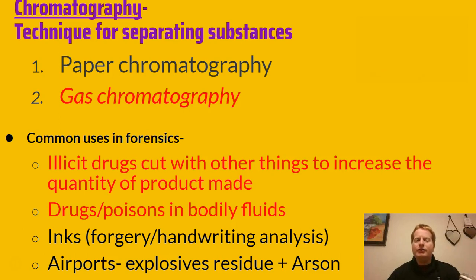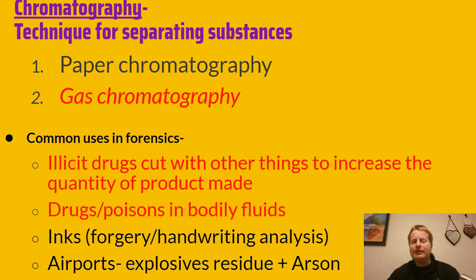It's also used to separate out the mixture of drugs, right? So often drugs are cut with other substances in order to increase the quantity of the product made. So a drug dealer will add other substances to the drug to make it less pure so that they can get more money per gram when they're selling it, right? So there'll be other stuff in there. It's hardly ever just a pure drug, for example.